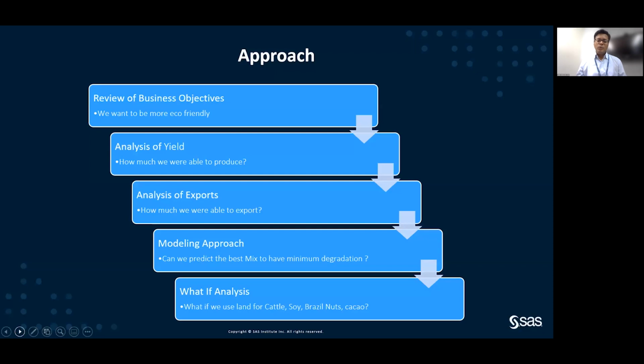Also, the target variable could be the revenue, or the amount of money that we have generated. So for this modeling approach, we have restricted it to the degradation of land.